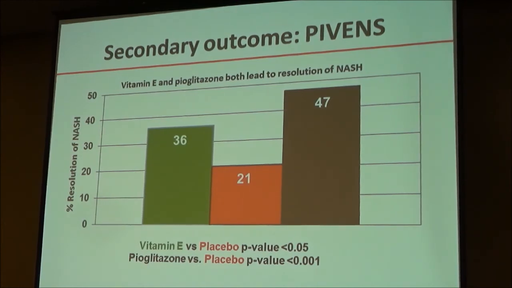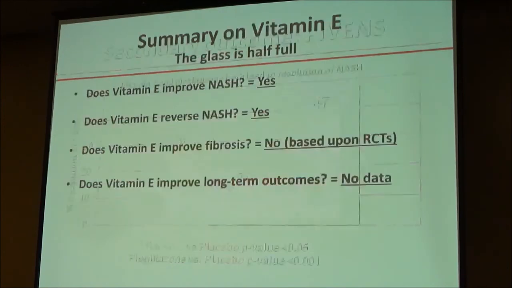The reason they think the pioglitazone did not reach statistical significance in the primary outcome is because they felt that there were fewer patients in that arm that had ballooning. And as I mentioned to you, ballooning was one of the primary outcomes: either improvement in ballooning or no advancement in ballooning. And so they felt that that's why the pioglitazone arm did not reach the significance that they wanted. However, the secondary outcomes were statistically significant.